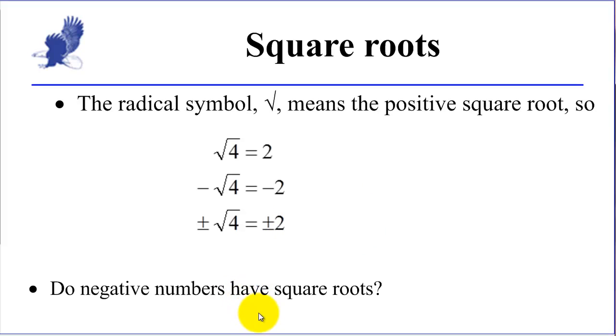Can we take a square root of a negative number? And the answer there is no, because if you take any number and multiply it times itself, it's going to be a positive number. So positive times positive is positive, and negative times negative is positive. So there would be no way to have a number times itself to equal a negative number.